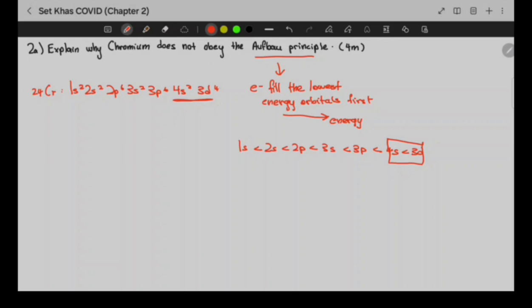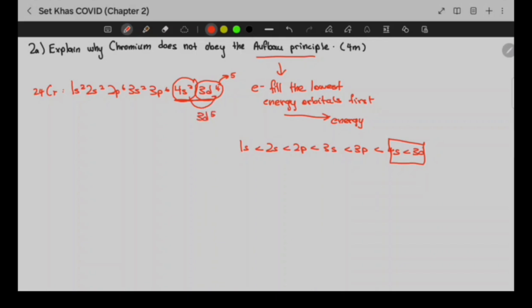Why? Because the 3d4 subshell is not stable. It has to be 5. So what happens is that one electron from the 4s orbital will go to the 3d orbital to make it 3d5. So the actual electronic configuration of chromium is 1s2, 2s2, 2p6, 3s2, 3p6, 4s1, and 3d5. So you might be asking, why does it need to be 3d5?